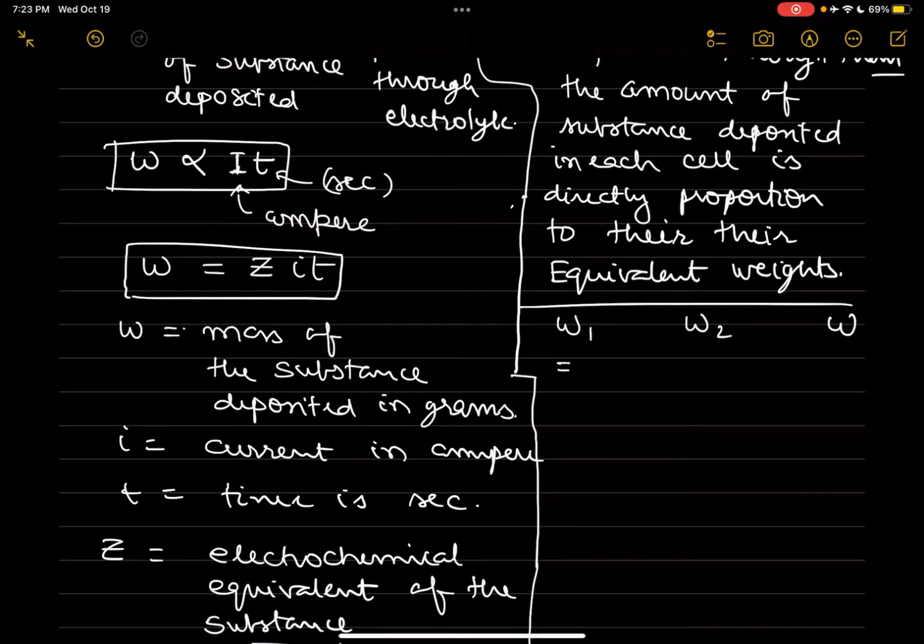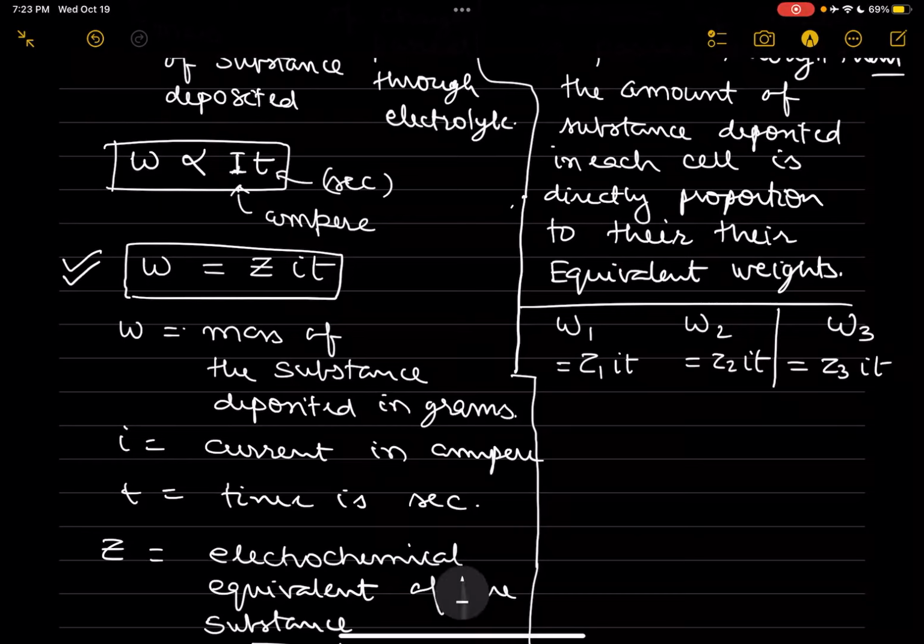What will be the mass of copper? How do you get the W? Just use this formula. Sir, ZIT. Yeah, ZIT. Very good. W1 equal to Z1 IT, W2 equal to Z2 IT, W3 equal to Z3 IT. Right? Yes, sir.